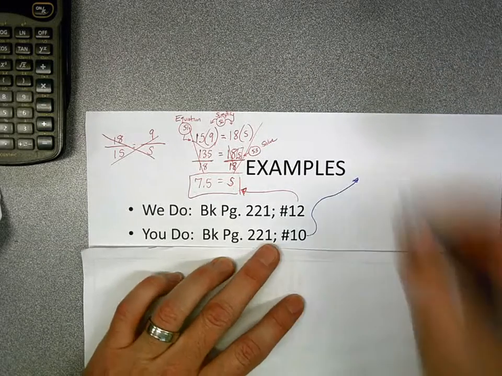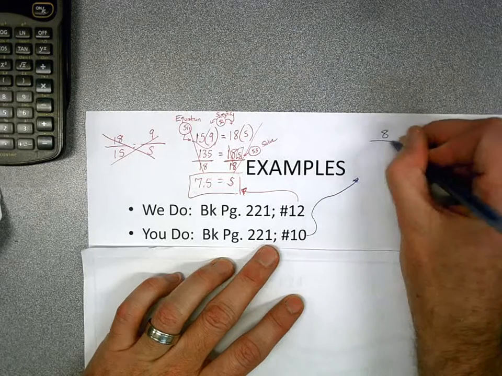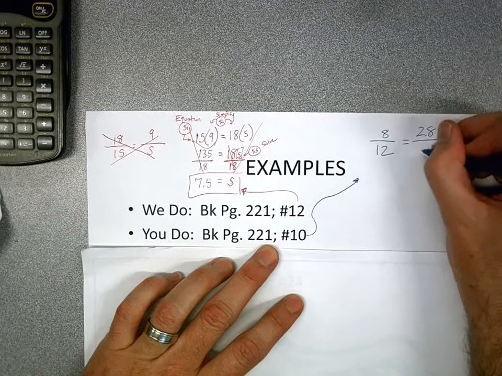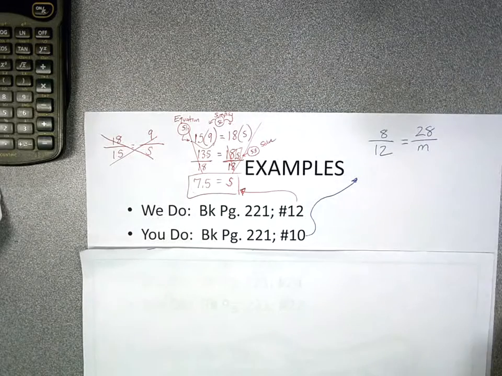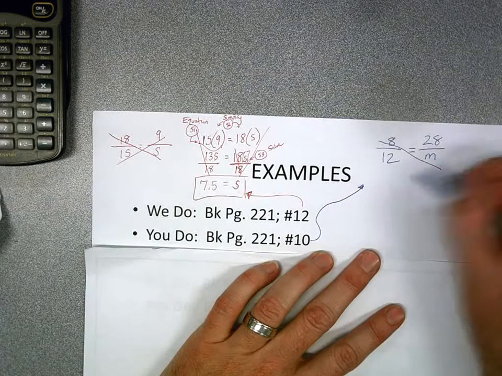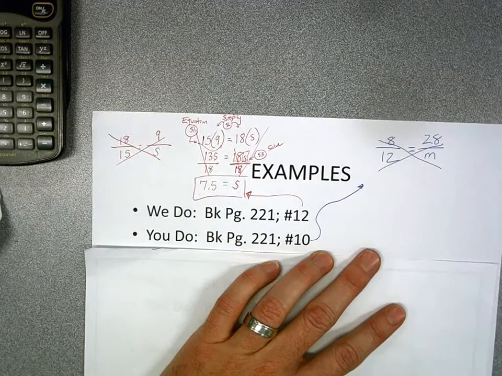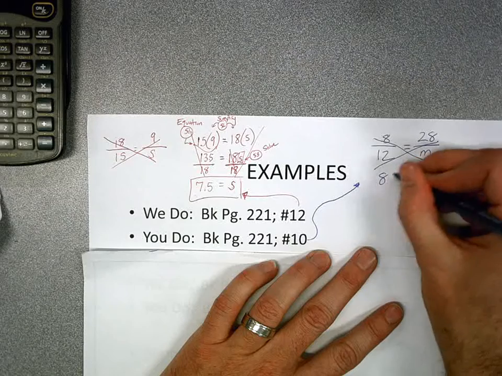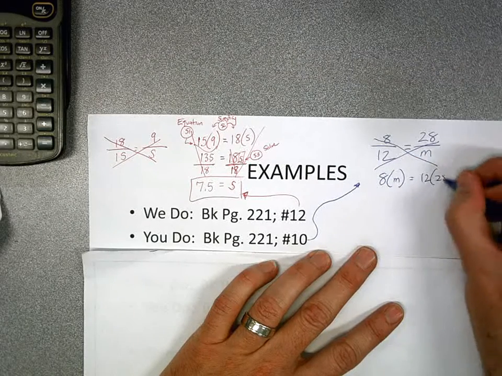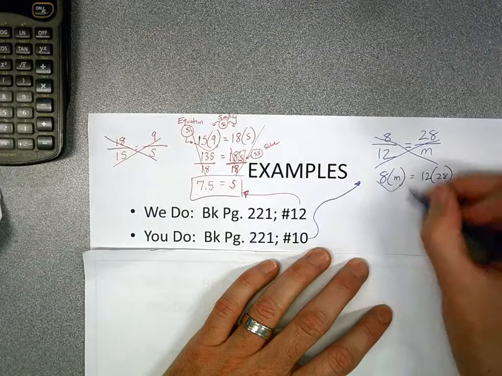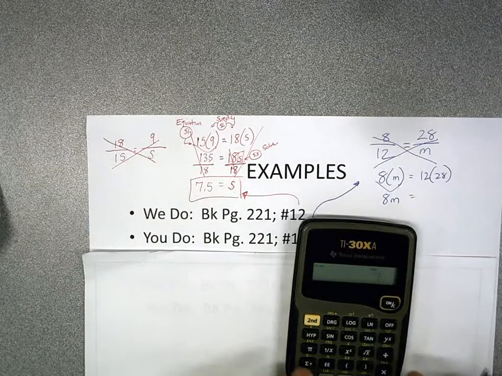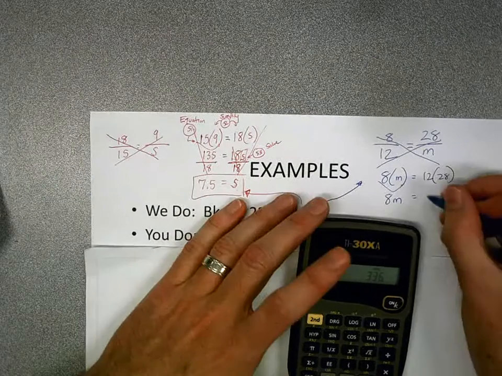All right, here we go. So we have 8 to 12 is proportional to 28 to m. According to cross products, 8 times m is going to be equivalent to 12 times 28. So I'm going to go ahead and write that out. 8 times m is equivalent to 12 times 28. When I simplify both sides, I end up with 8m equals, and then 12 times 28 is 336.